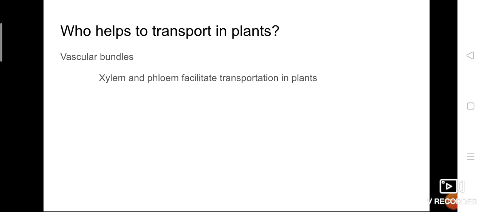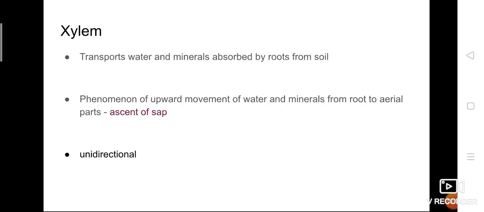That is, we can say tube-like vessels, which are going to carry water, food, and minerals also, because from the soil it also absorbs minerals, I told. So water, minerals, and food are transported with the help of these xylem and phloem to various parts of the plant. So now we are going to look at the functions of the xylem and phloem.